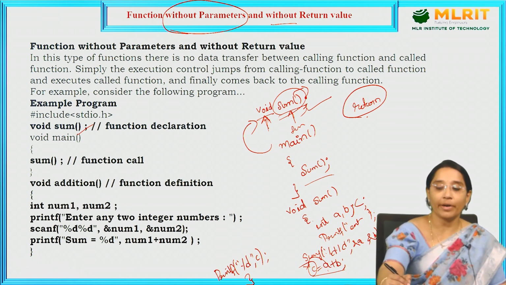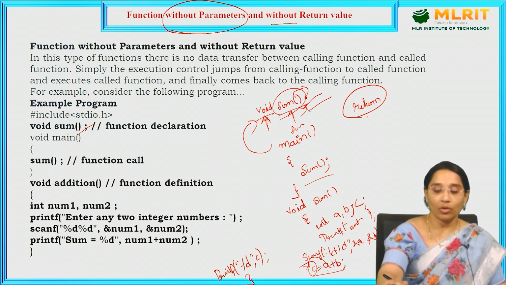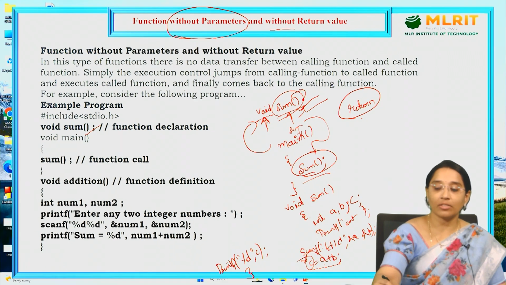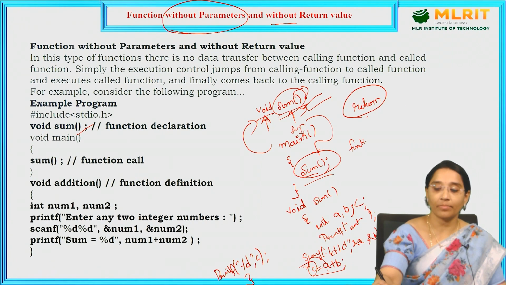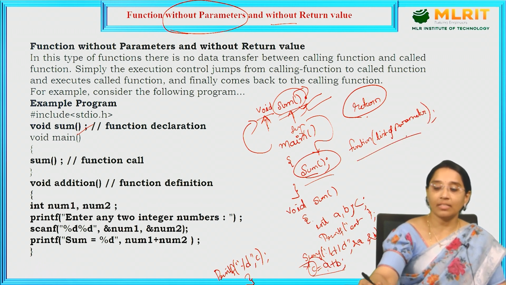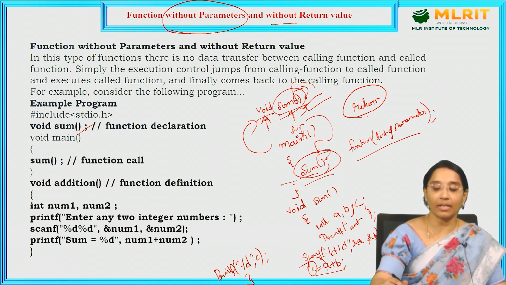So now void sum is the function declaration. After that the main function is written, control will come here, and sum is a function call. What is the syntax of function call? The syntax of function call is function name and list of parameters. But in this case it is without parameters, because we have not passed any parameters in the function declaration. So here also no parameters need to be mentioned. It is directly sum. That's it.